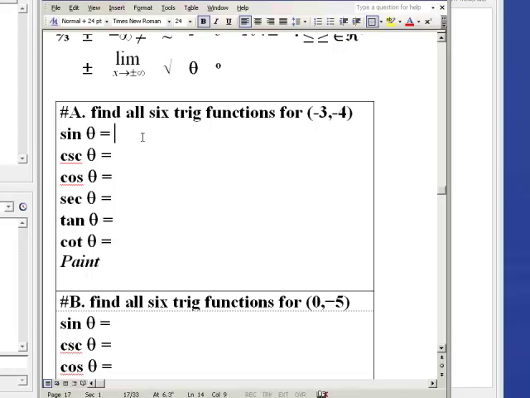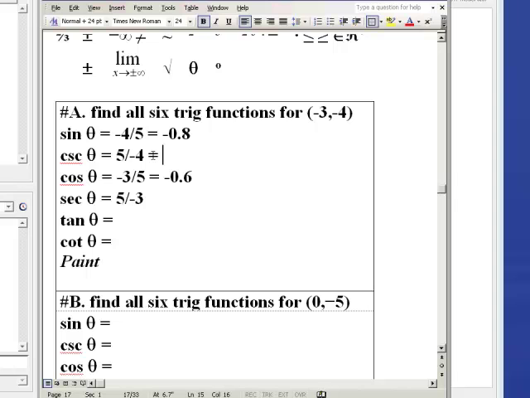So for the sine, it's going to be the opposite, -4 divided by 5. For the cosecant, it's a reciprocal, 5 divided by -4. For the cosine, it's the adjacent, -3 over 5. For the secant, it's the reciprocal, 5 over -3. At this point here, this will be true always, that for the sine, as we come up with -0.8, and for the cosine we come up with -0.6, that the sine and the cosine are always between -1 and 1.